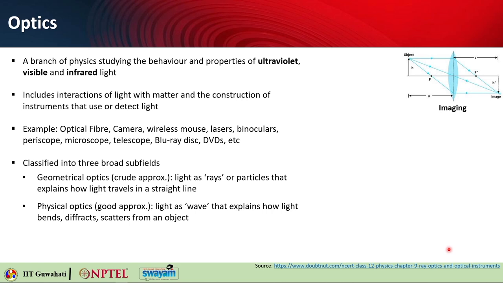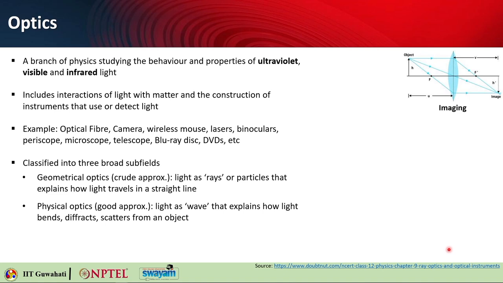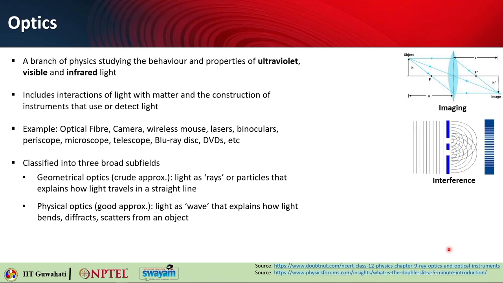Now, there are certain phenomena where this kind of approximation of geometrical optics is not enough. So we need to go to another subfield, which is called physical optics, where light is considered as a wave to explain certain phenomena, something like bending of light, diffraction, scattering from an object, and the phenomenon of interference that you might have studied, and done experiments on, in your school days. You are able to explain these interference fringes by considering light as a wave.